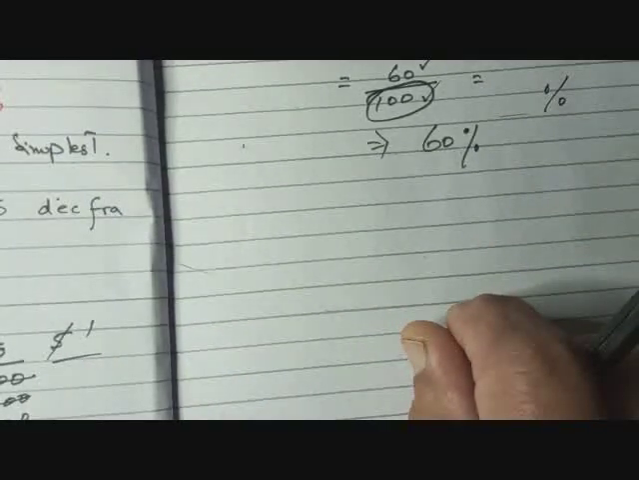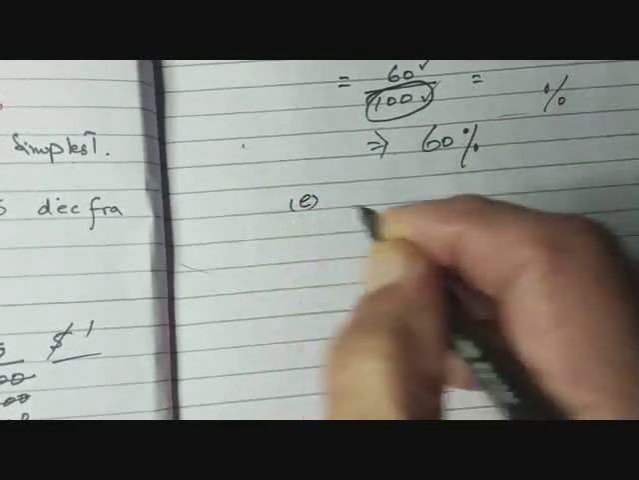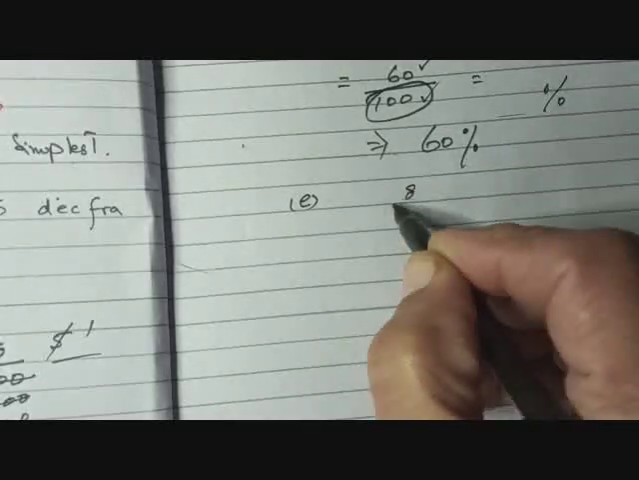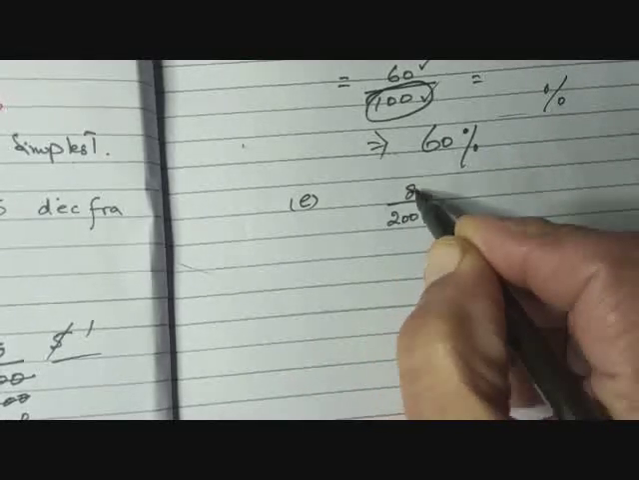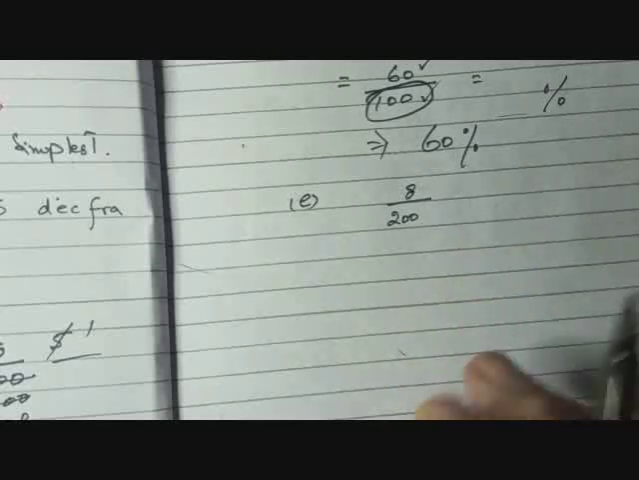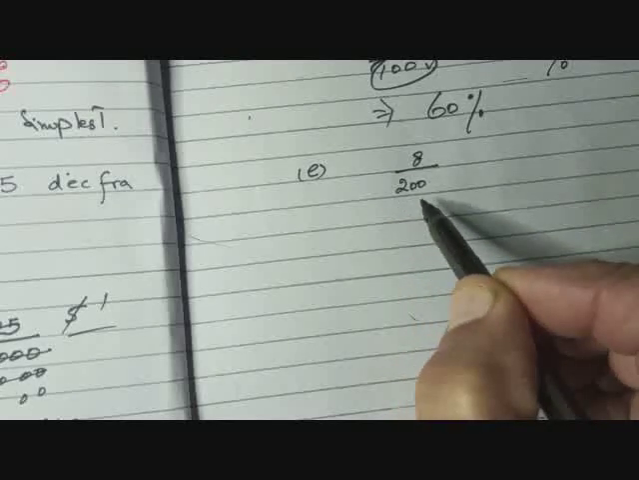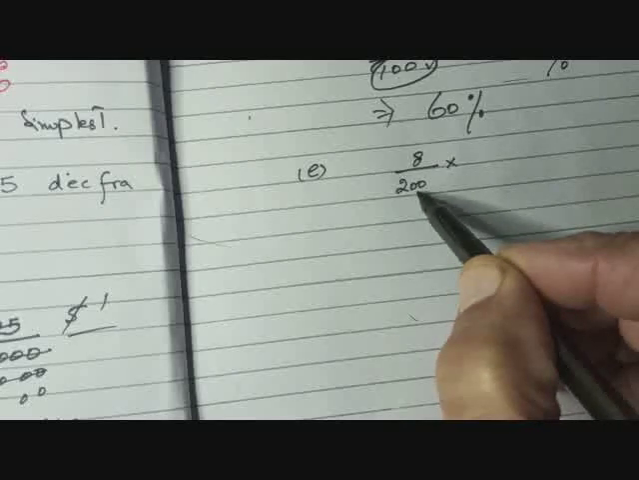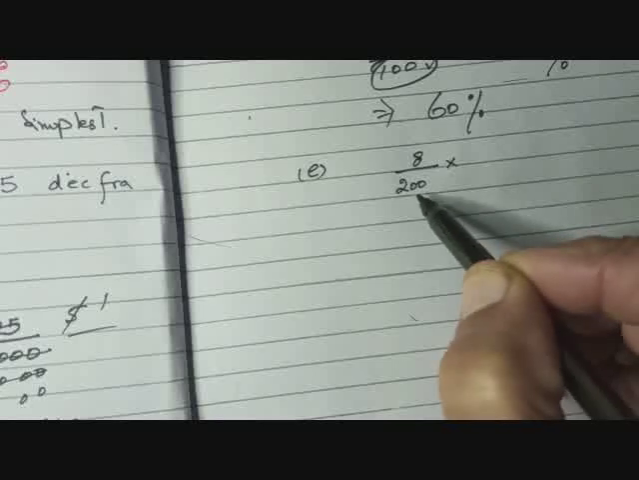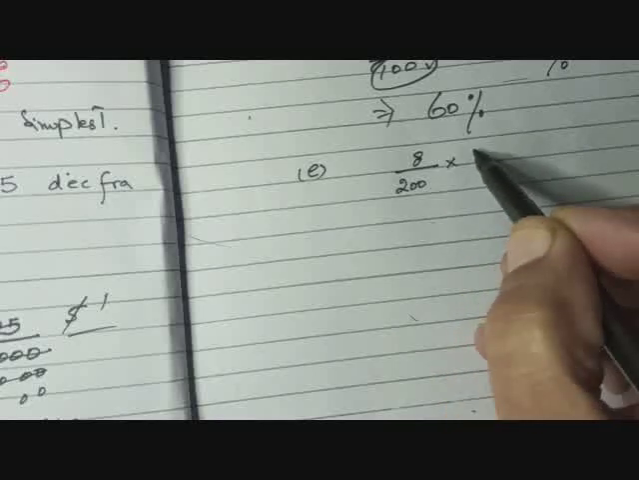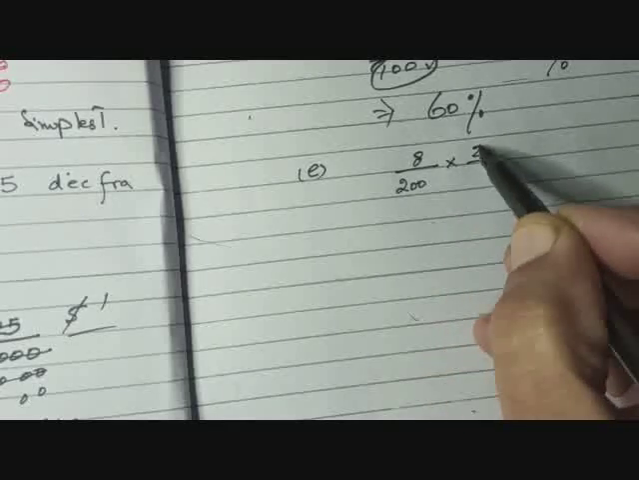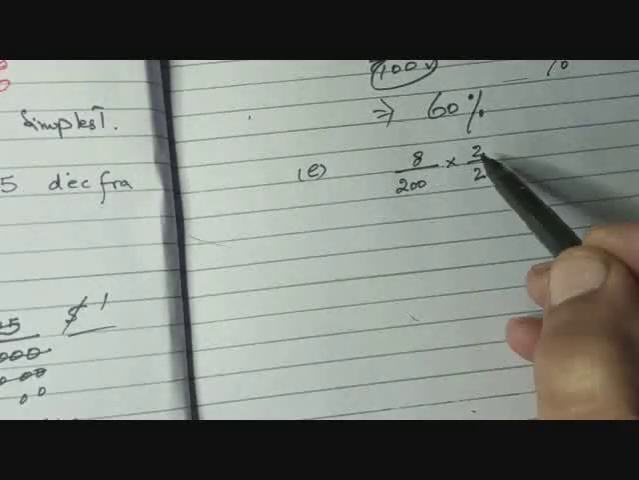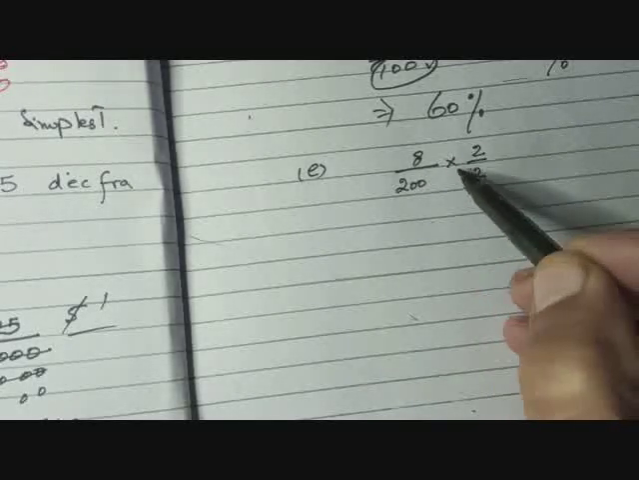Now dear viewers and students, parts B, C, D are the same as part A. Let me proceed to part E now. Now it is a little different. You see, we have here 8 divided by 200. Now I told you to make 100 in the denominator. So what would we do? We divide it with the number that will make it 100. So what is that number? Yes, of course, 2. So we'll divide this with 2, and to balance it, we'll multiply it with 2.